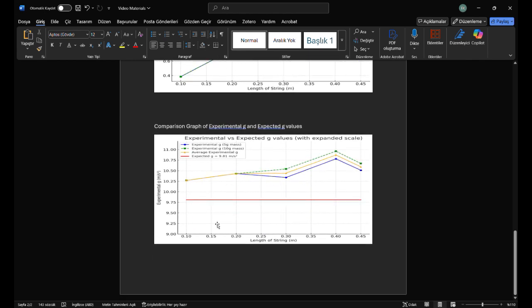And this is the other version of our graphs, the experimental g versus the length of string. Okay, this is our expected g, 9.8, and this is the g we found for each trial. The yellow is the average, and green and blue are the 5 and 10 gram masses. As you can see, there's a difference between the experimental g and the expected g, and this is caused by the errors, which I will explain at the end.